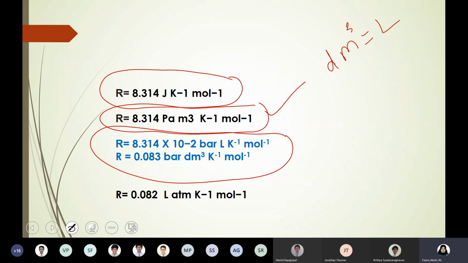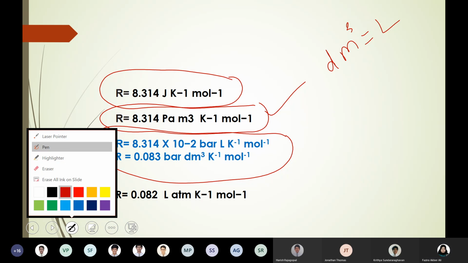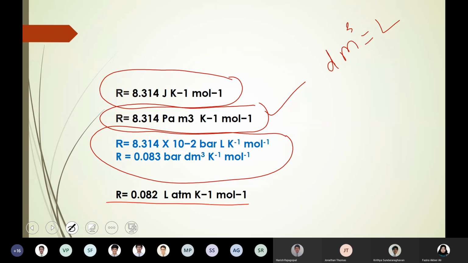And the last one, which I shared already, is when you are using liter atmosphere, atm, as the pressure unit. So in the first two, it was basically the SI unit Pascal, and in the second one we were using bar as the pressure unit. And the last one, atm pressure. So based on that you can choose.